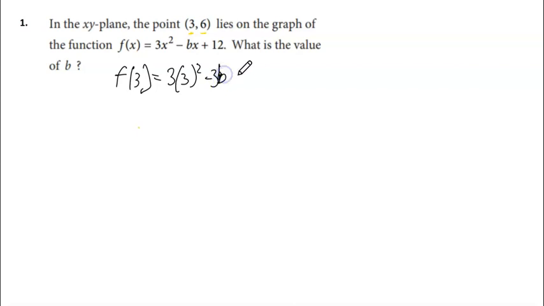All right, plus 12. So that's the 12 here. So this is the second term. This one is what we have here. And we've been told that f of 3 is equal to 6, right? This value here is going to go here. So 6 equals 3, and then 3 squared here becomes 9. So 3 times 9 minus 3b plus 12.